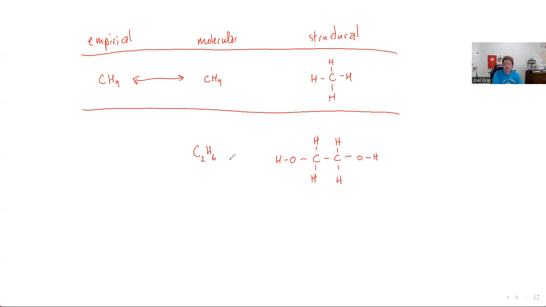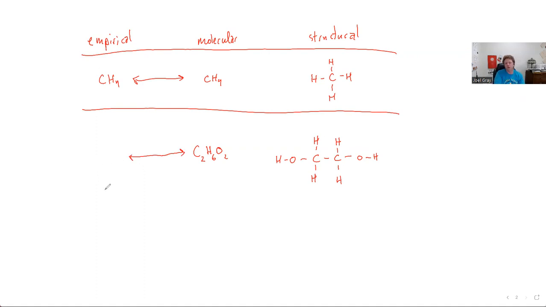Last but not least is my oxygens. How many oxygens do I have? Well, you can count that up. There's 2 oxygens. So my molecular formula is C2H6O2. With that molecular formula, I see exactly how many of each atom there are, but it really doesn't give me an idea of which atoms are bound to one another and where they are with respect to one another. Now, a molecular formula can, however, be converted into an empirical formula.